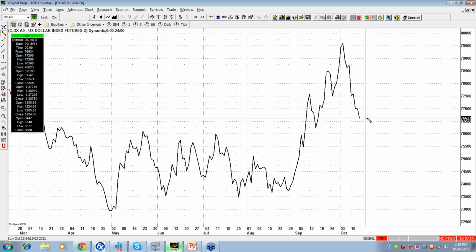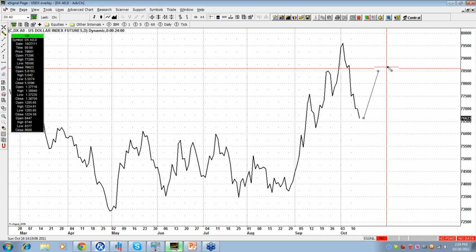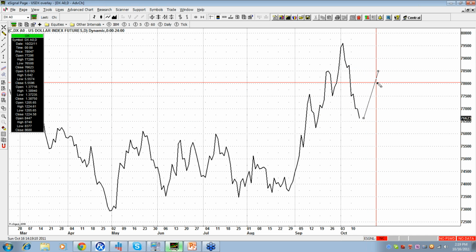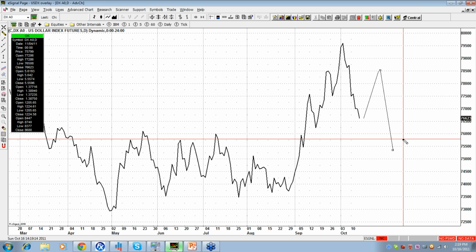All you have to do now is buy the dollar, see how it reacts, and then if it comes corrective, you sell the dollar for the C wave and see what happens. Either way, that's my advice.